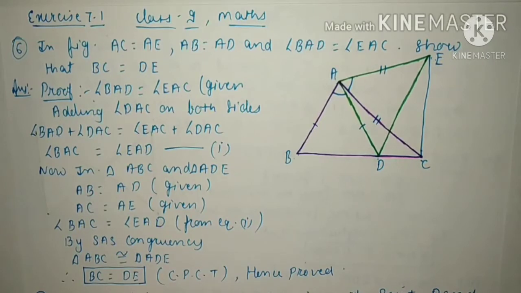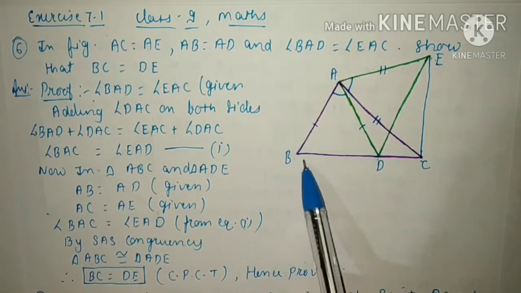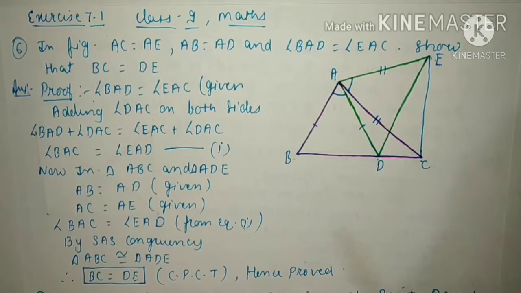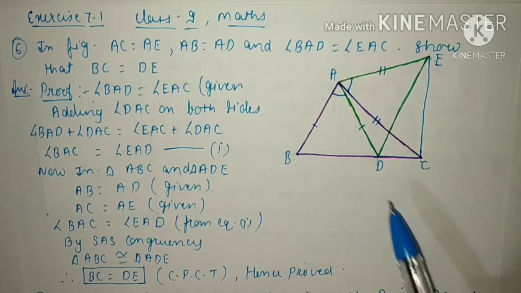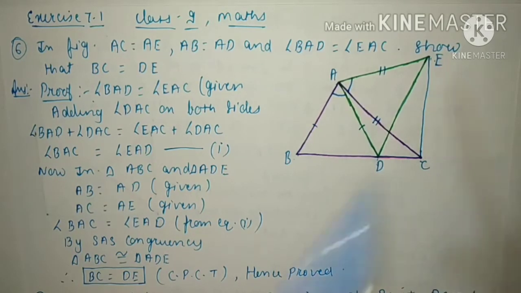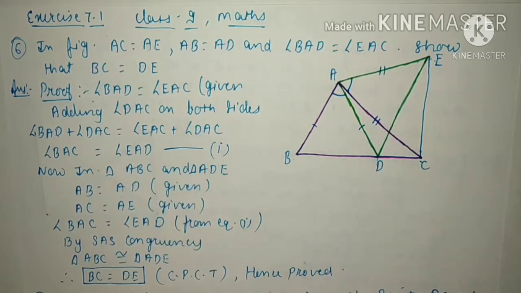Now in this question, first you will write what is given to you, then you will write what you have to prove, and then you will start the proof. Now see the proof. We have to prove BC equals DE. BC will come in triangle BAC, and DE will come in triangle ADE. So we will take these both triangles to do the proof.